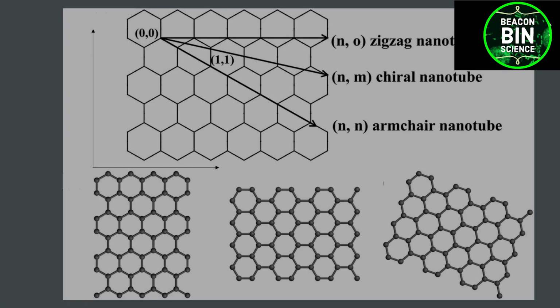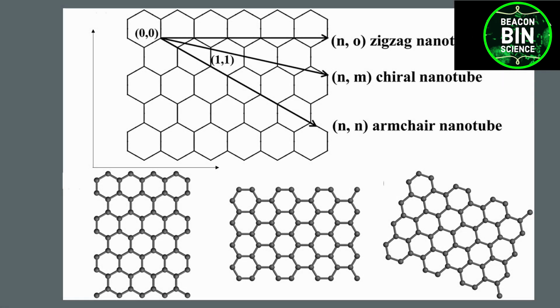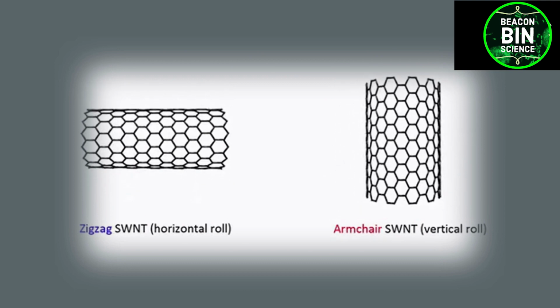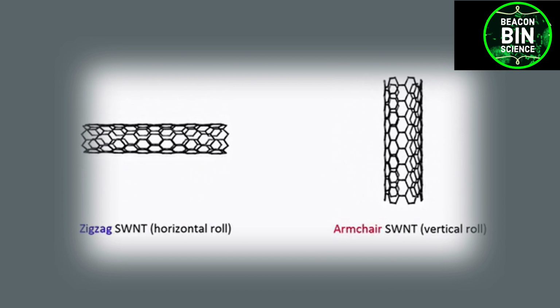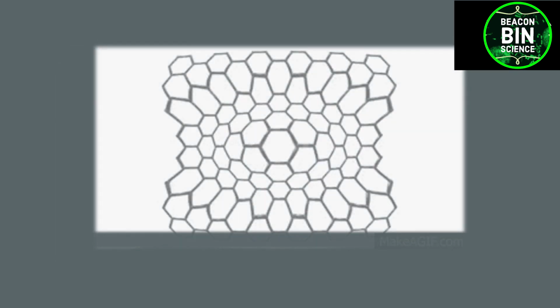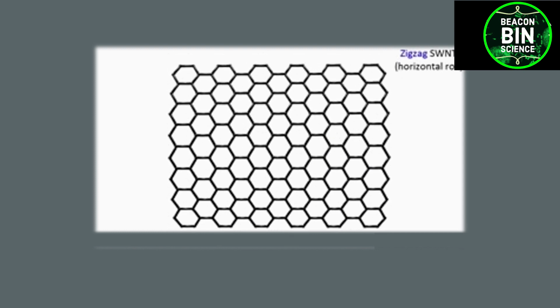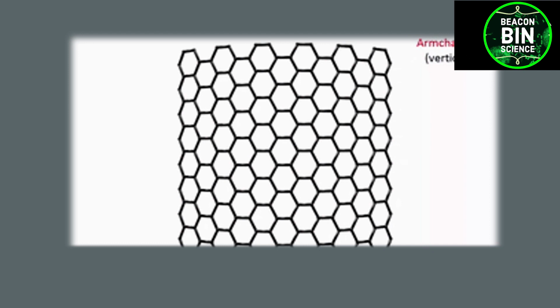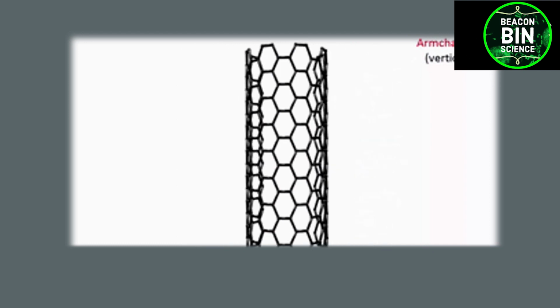In addition to two different basic structures, there are three different possible types of carbon nanotubes. These three different types are armchair carbon nanotubes, zigzag carbon nanotubes, and chiral carbon nanotubes. The difference in these types is created depending upon how the graphene sheet is rolled up during its creation process. Zigzag forms by horizontal fold, while armchair forms by vertical folding of the graphene sheet.